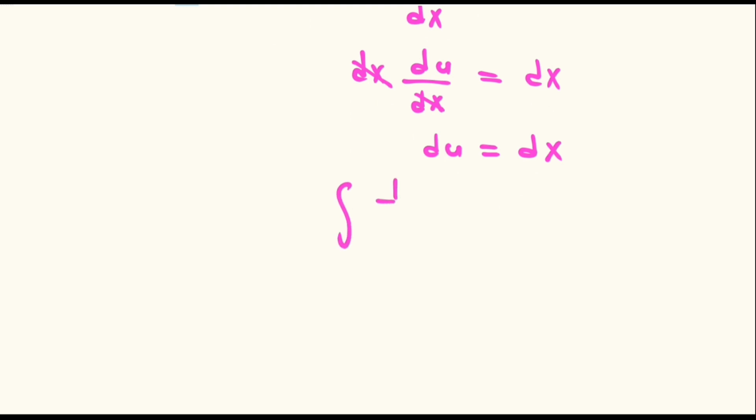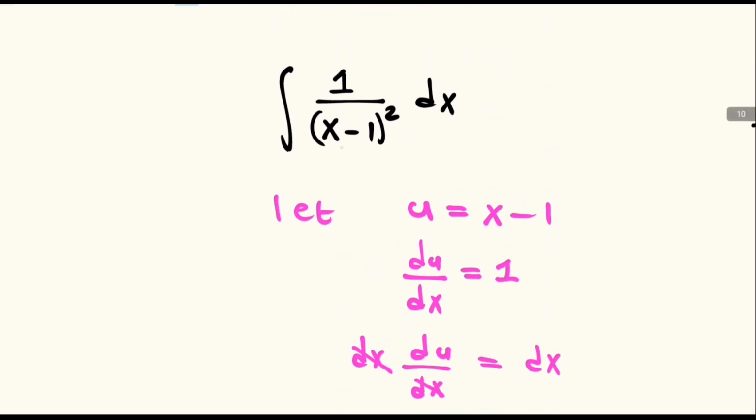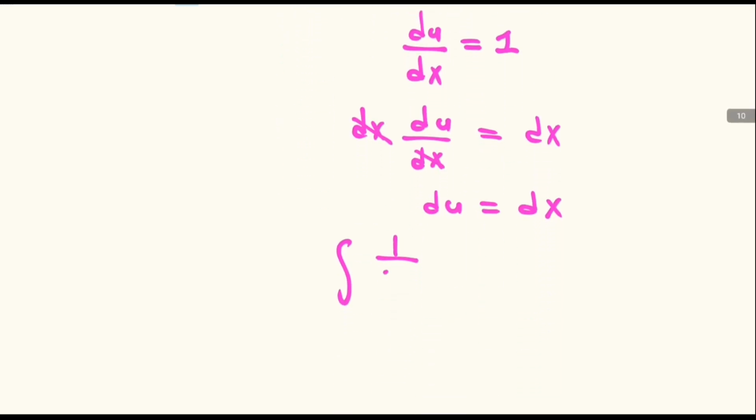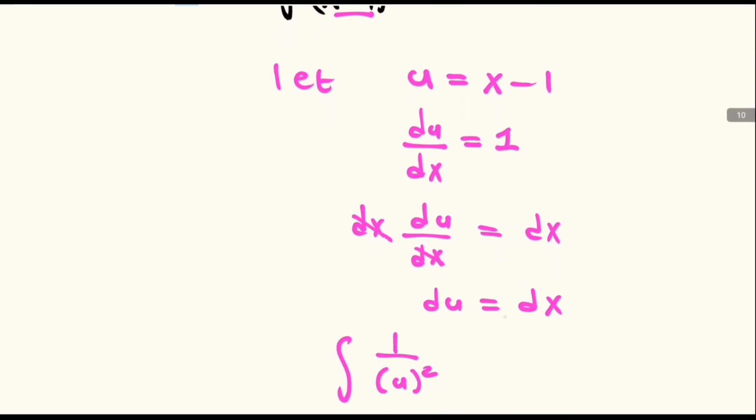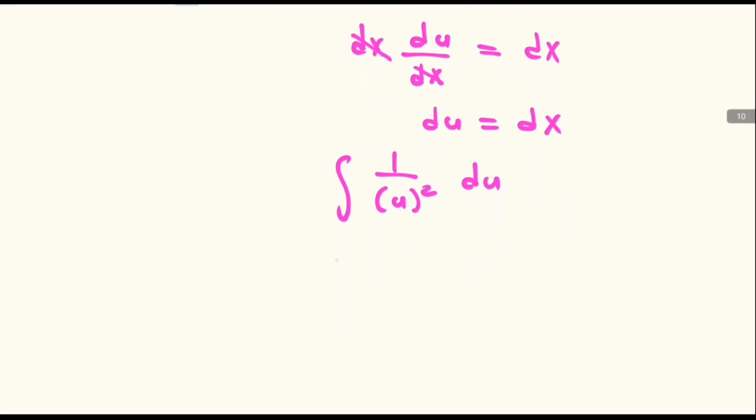We have the integral of 1 divided by (x minus 1) squared. So in the place of that x minus 1, we substitute u. The x minus 1 is squared, so even the u will be squared. And in the place of the dx, we substitute the du because they are equal. du is equal to dx. We have the integral of 1 divided by u squared du, and we express 1 over u squared as u to the power negative 2.